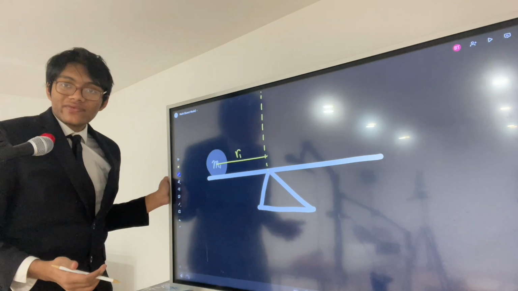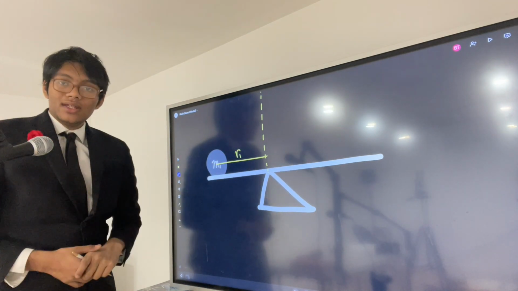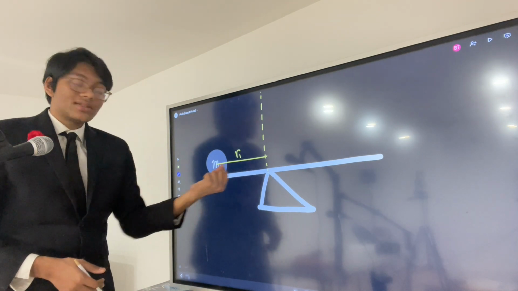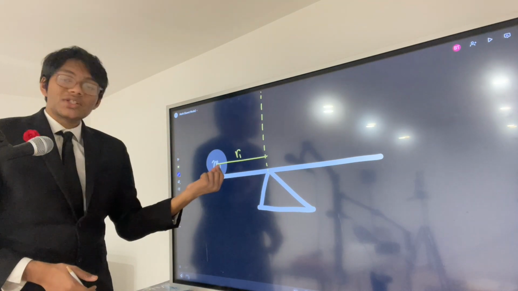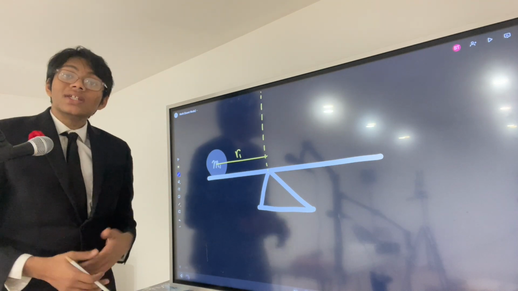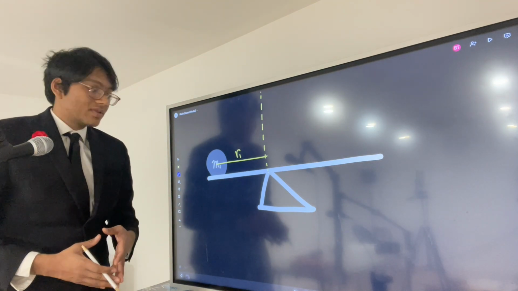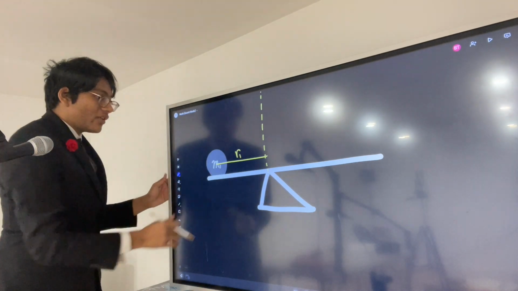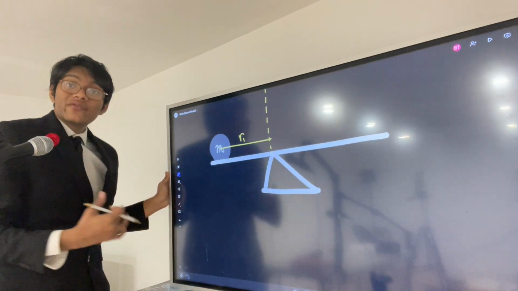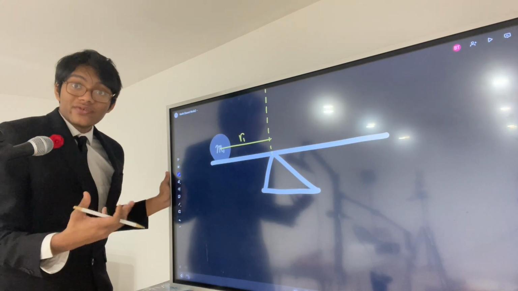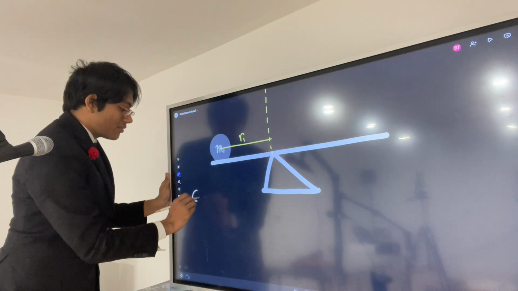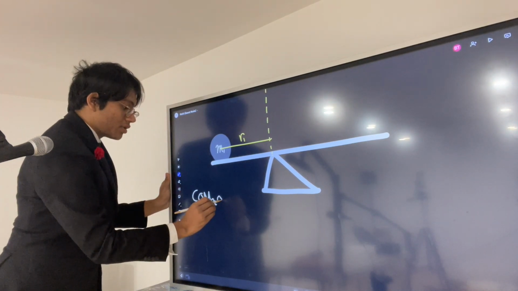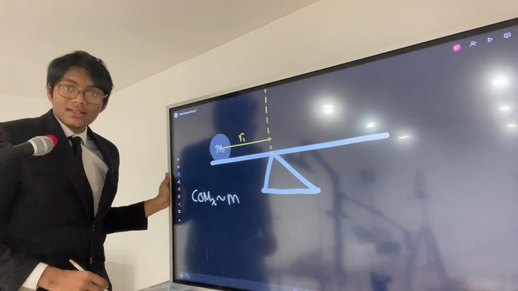Now, what will the center of mass of this seesaw be? Well, obviously it would shift from the center a bit to the left, right? A bit in the direction of where this mass is. In fact, we can calculate how much the center of mass would shift. We know that the center of mass would shift more if your mass is heavier, if your mass is greater. So of course, the center of mass in the x direction has to be proportional to whatever your mass is.